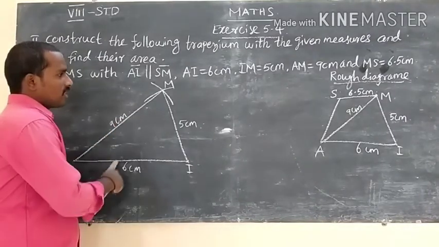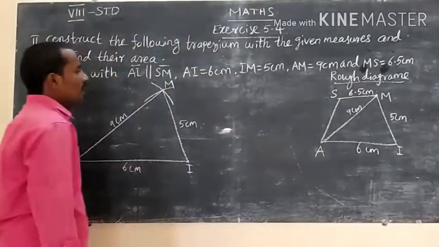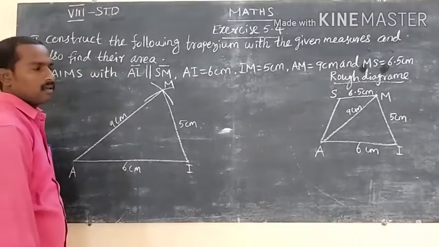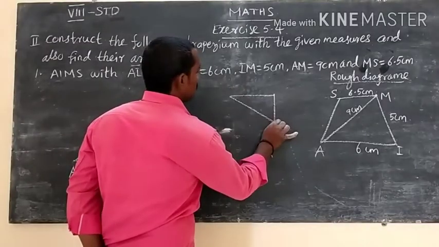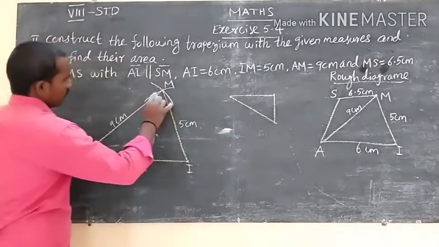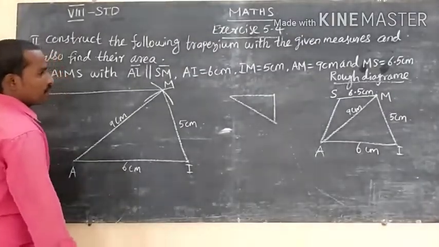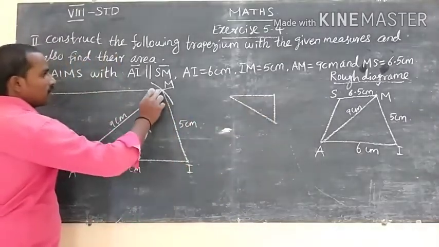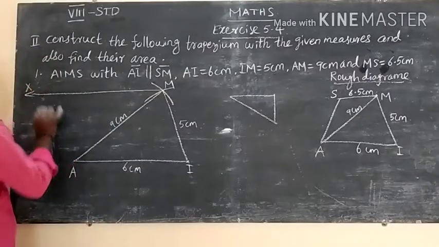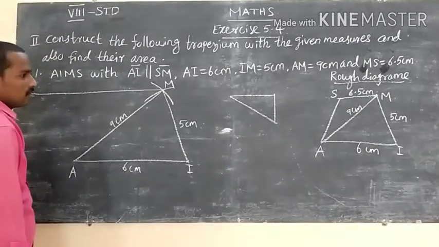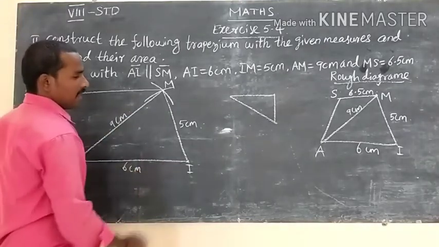Then the third step: draw MX parallel to AI. Using the set square, put it on this line here. The set square corner point fits on M. Then draw the straight line. We get MX. This is step 3: draw MX parallel to AI.